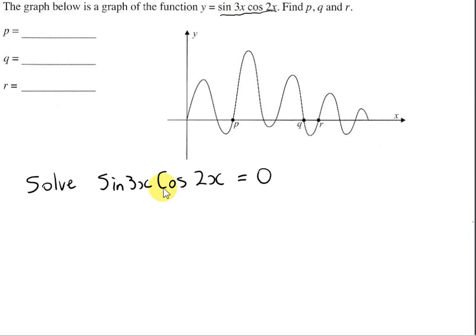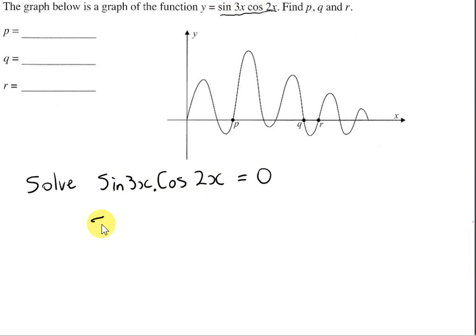Why is this easier to solve? Because we have a product of quantities giving 0. And anytime you have a product of things that give 0, the only way you can get 0 is if one of them is 0. So that's the great advantage of using the product form when we're solving this equation. The other form involved the sum of sine functions. It's a bit more complicated.